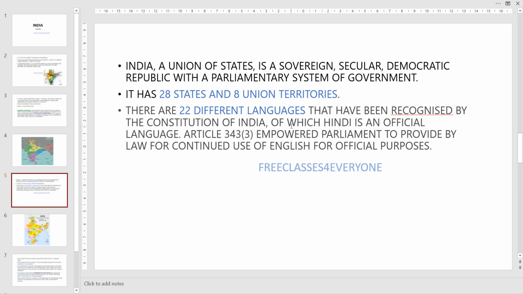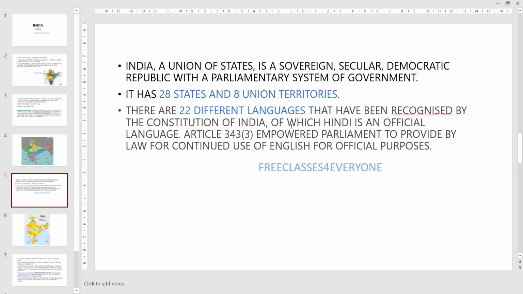India, a union of states. India is not a single state. It has many states. And it is a sovereign nation. It is a secular nation. It is a democratic republic with a parliamentary system of government.